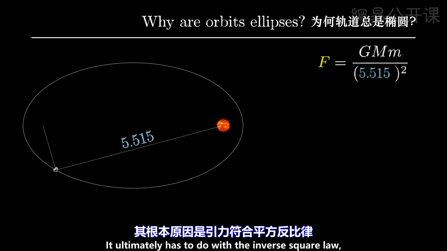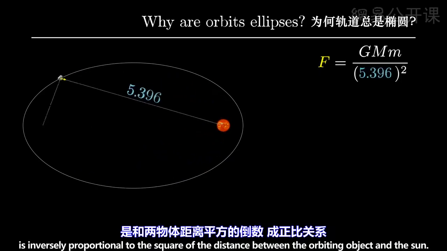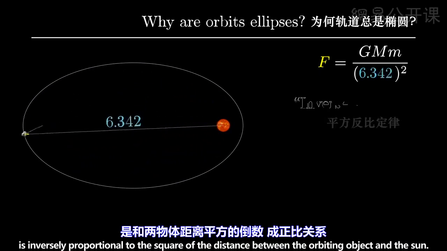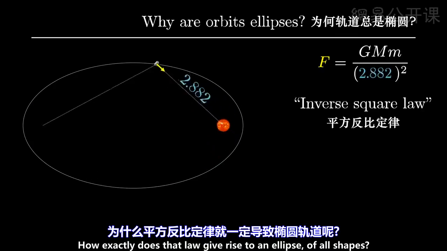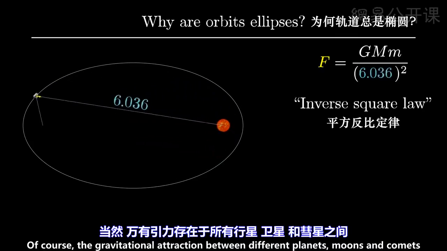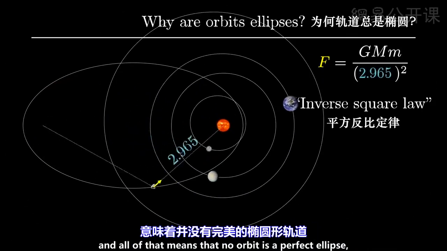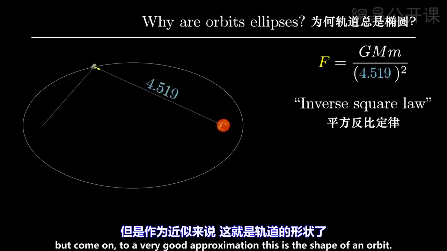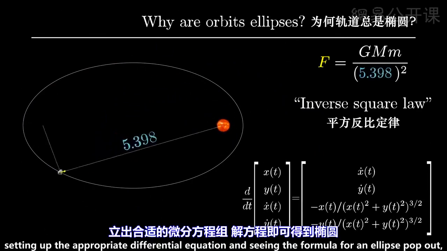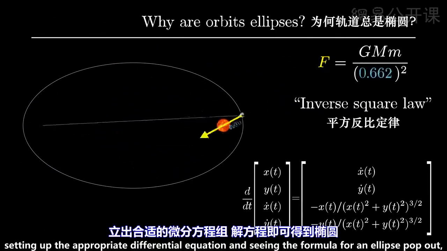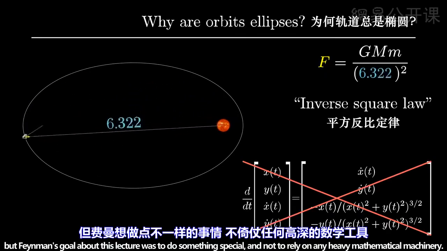It ultimately has to do with the inverse square law, the fact that the gravitational force pulling an object towards the sun is inversely proportional to the square of the distance between that object and the sun. But why? How exactly does that law give rise to an ellipse of all shapes? Of course, the gravitational attractions between different planets and moons and comets and all of that means that no orbit is a perfect ellipse, but come on, to a very good approximation, this is the shape of an orbit. You could solve this analytically, setting up the appropriate differential equation and seeing the formula for an ellipse pop out. But Feynman's goal with this lecture was to do something special, and to not rely on any heavy mathematical machinery.